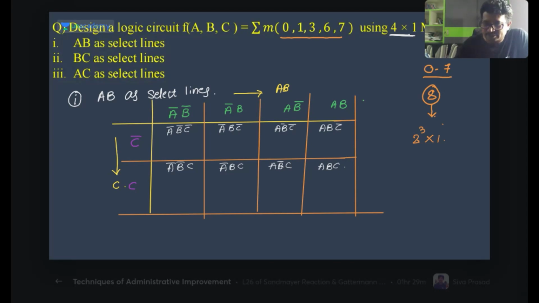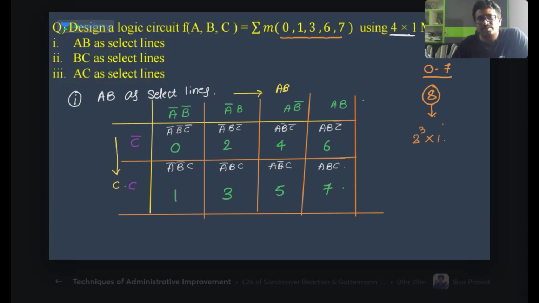Now you can tell me the cell numbers here. A bar, B bar, C means the value 0. This is min term 0 now here. This is min term 2, and this is 4, and this is 4 plus 2, 6, and this is 1, this is 3, and this is 5, and this is 7. All of you.